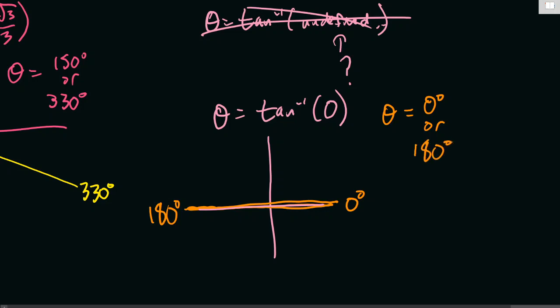Okay, and that's how you work backwards, doing your inverse sine, cosine, or tangent to find the two possible angles within 0 to 360 degrees.